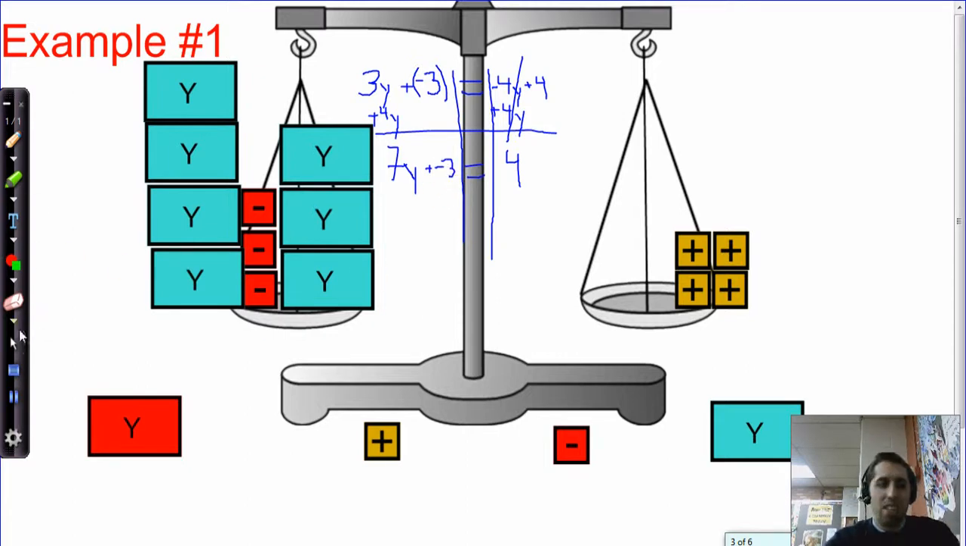Now we're just solving this like a normal two-step equation. We're going to use order of operations in reverse, which tells us to undo the addition and subtraction first. So how do I cancel out negative 3? By positive 3, we'll zero pair those out. And we're going to have these cancel. 7y is going to be equal to 7.